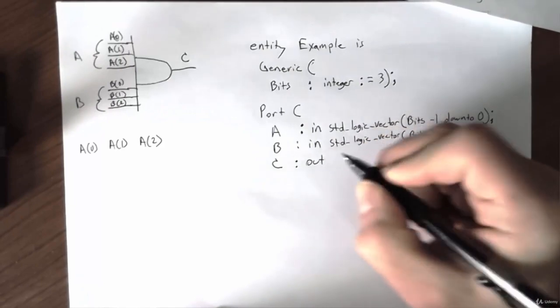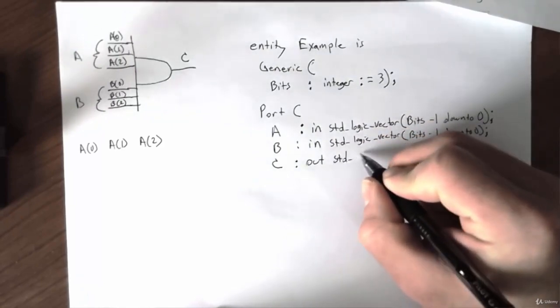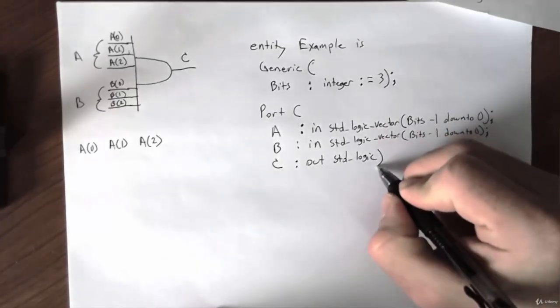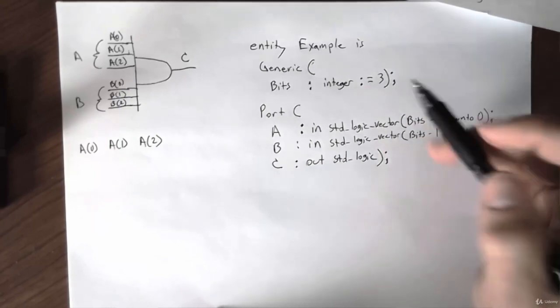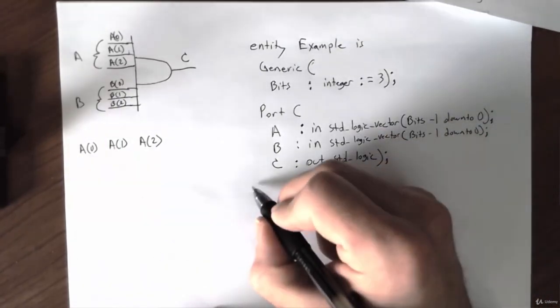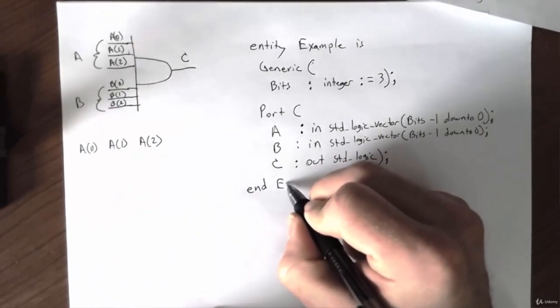we'll just give it the keyword out for the direction, and instead of a logic vector, it's just going to be a standard logic because it's a single bit. And then we'll close our bracket for our port and put the semicolon, and then to end our entity we have to do the end keyword, so we'll say end example.